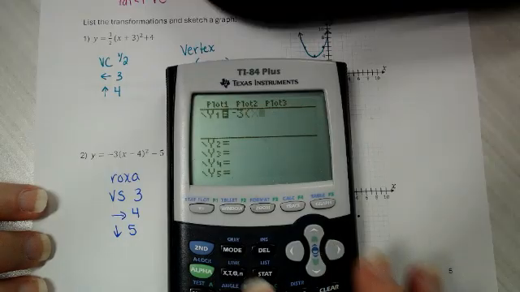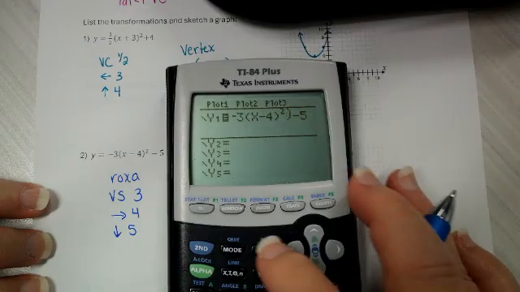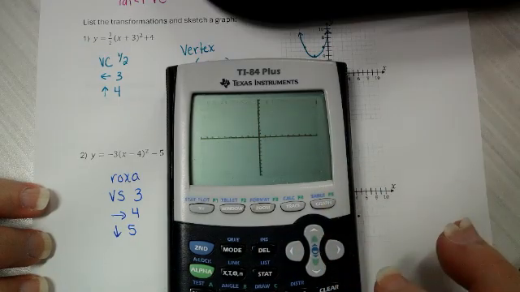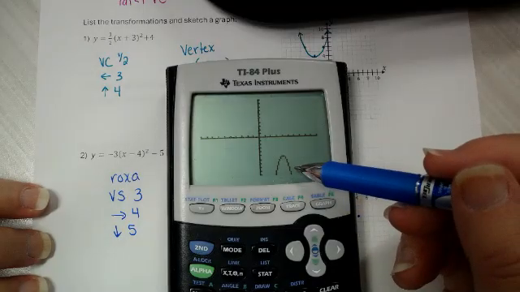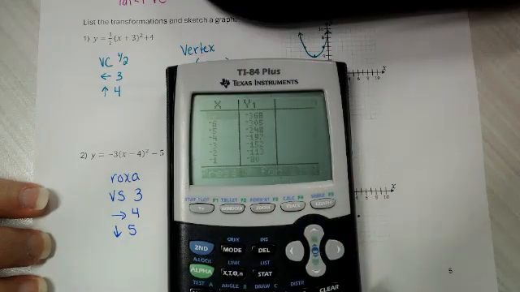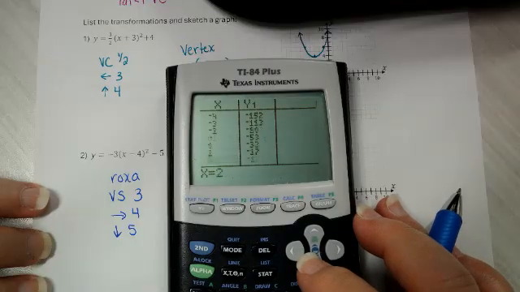y = -3(x - 4)² - 5. And I put an extra parentheses in there that didn't belong. There we go. All right. So you can see it's down. It does look pretty skinny compared to the other one. Let's see if we can get any points off of this. Whoa. Okay, let's find something.